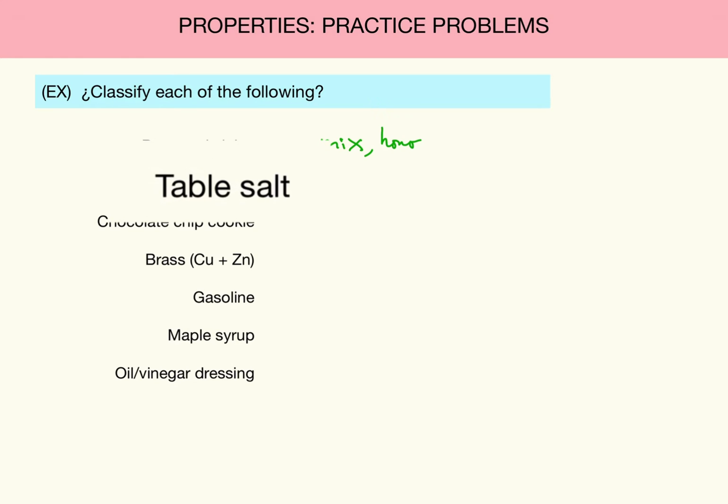Table salt. What is that? It's a compound. Table salt, NaCl is the formula, sodium chloride. Table salt can be represented by one specific molecular formula.